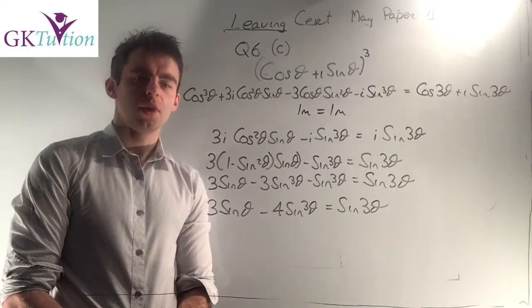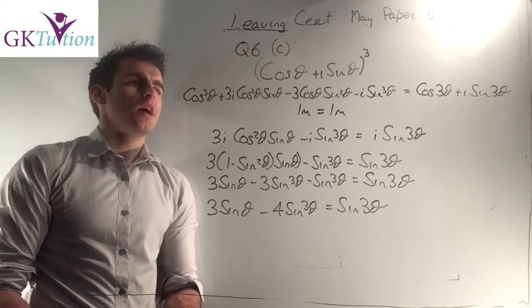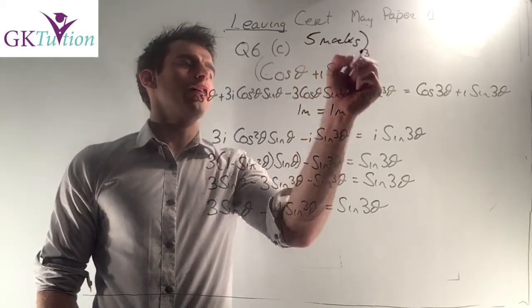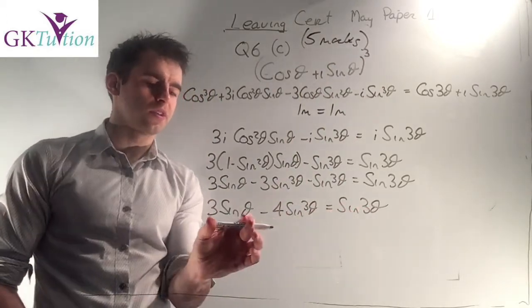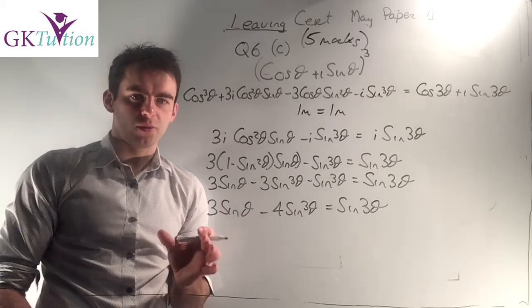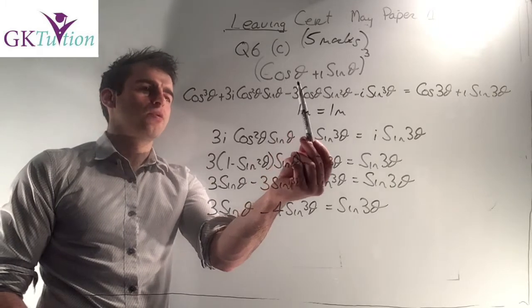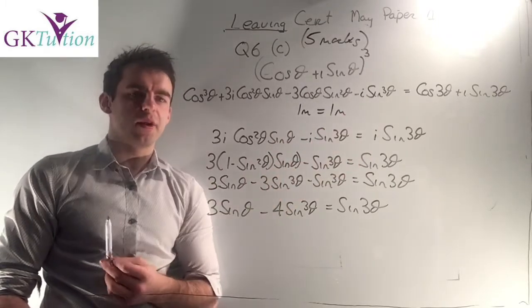Okay, we've got 5 marks going for the last part of this question. So 5 marks for part C here. You gotta know where you're starting off in this one. Ultimately, I need to prove that sine 3 theta is 3 sine theta minus 4 sine cubed theta. It's very, very similar to the one that came up in your last test. You have to know you're starting off with a complex number to the power of 3. Cos theta plus i sine theta to the power of 3.